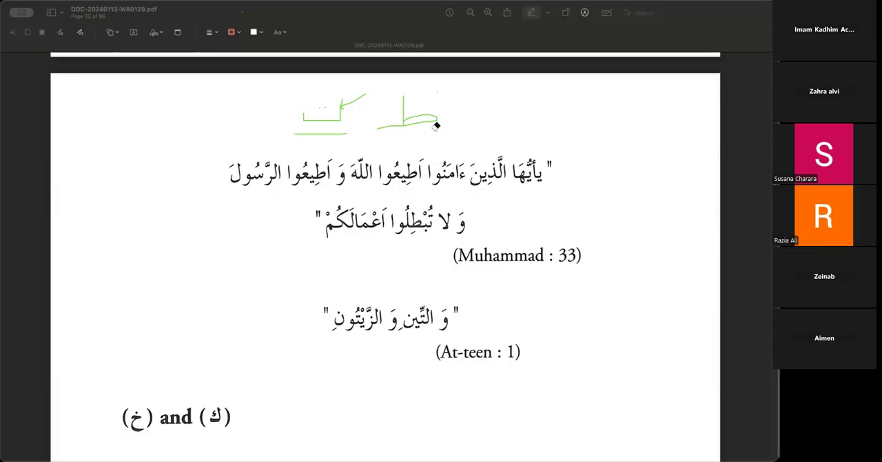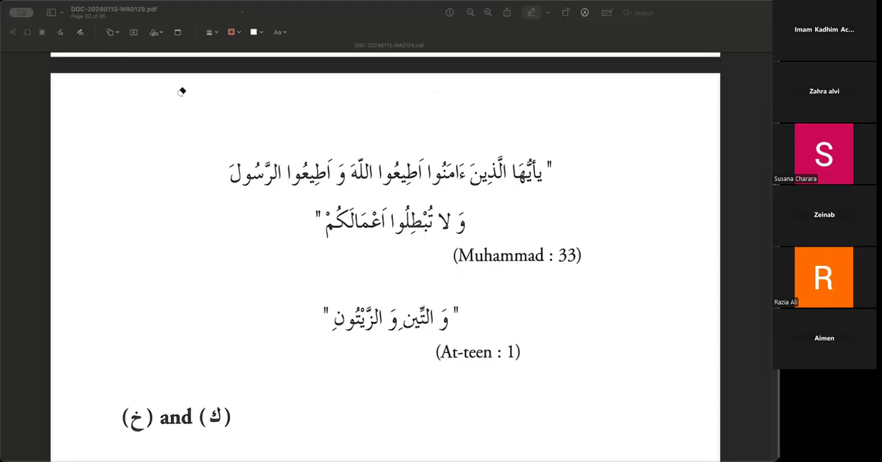And Sister Zahra? بسم الله الرحمن الرحيم يا أيها الذين آمنوا أطيعوا الله وأطيعوا الرسول ولا تبطلوا أعمالكم بسم الله الرحمن الرحيم والتين والزيتون. Thank you.